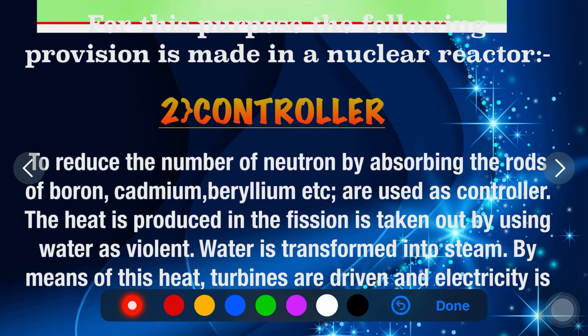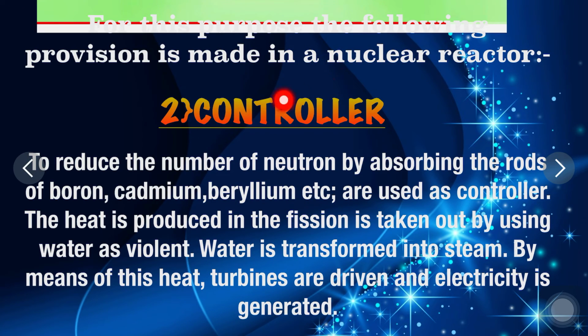Next provision is the controller. So students, to reduce the number of neutrons by absorbing them, rods of boron, cadmium, beryllium, etc. are used as a controller. The heat produced in the fission is taken out by using water as a coolant. Water is transformed into steam. By means of this heat, turbines are driven and electricity is generated.